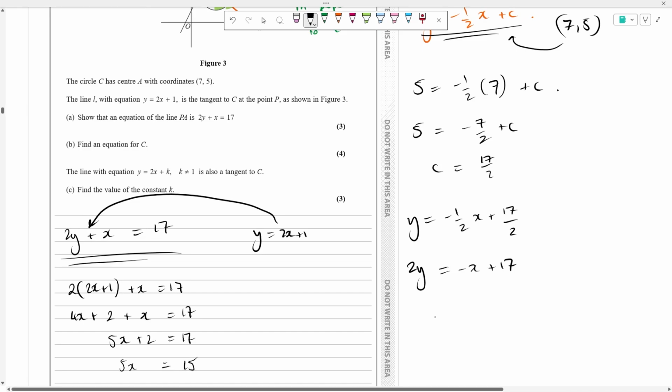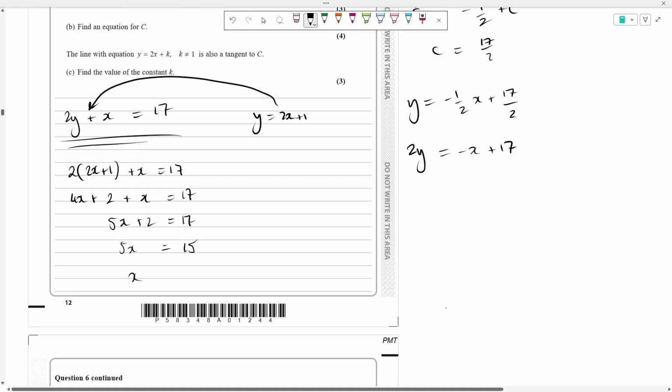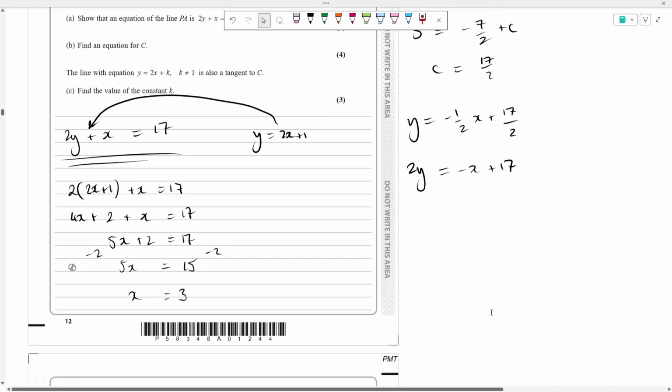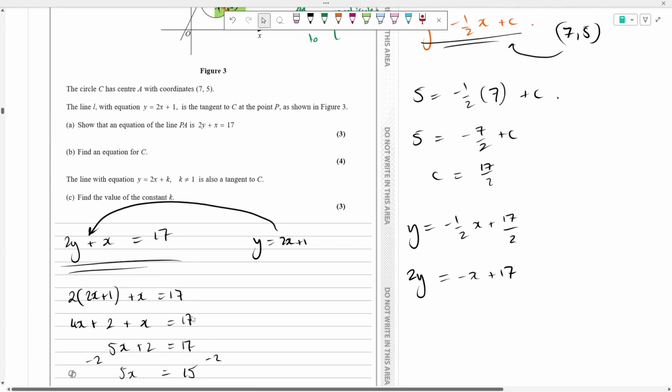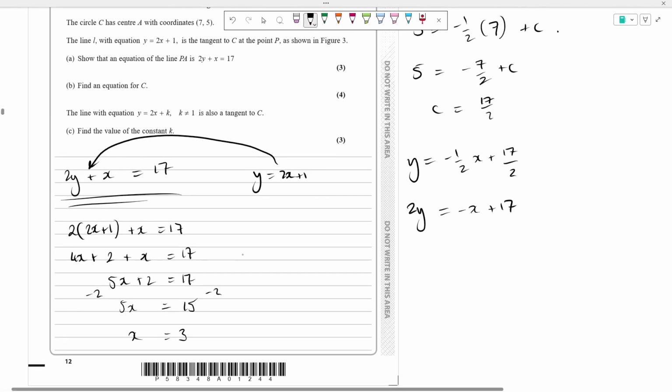5x is equal to 15. And that means that x is equal to 3. Okay, we've just simplified this down. Just make sure your rearranging is very accurate. Now we know that x is equal to 3. Let's work out what the y coordinate would be.